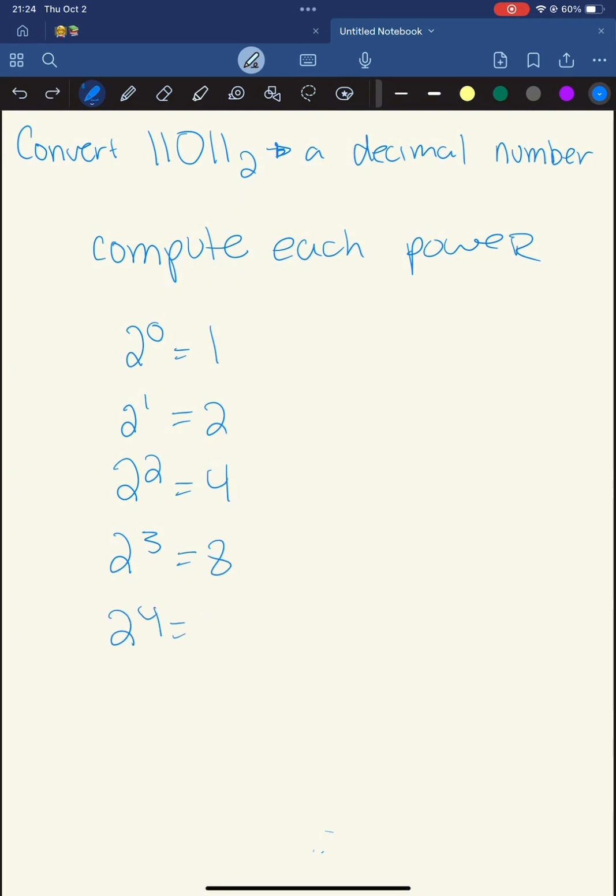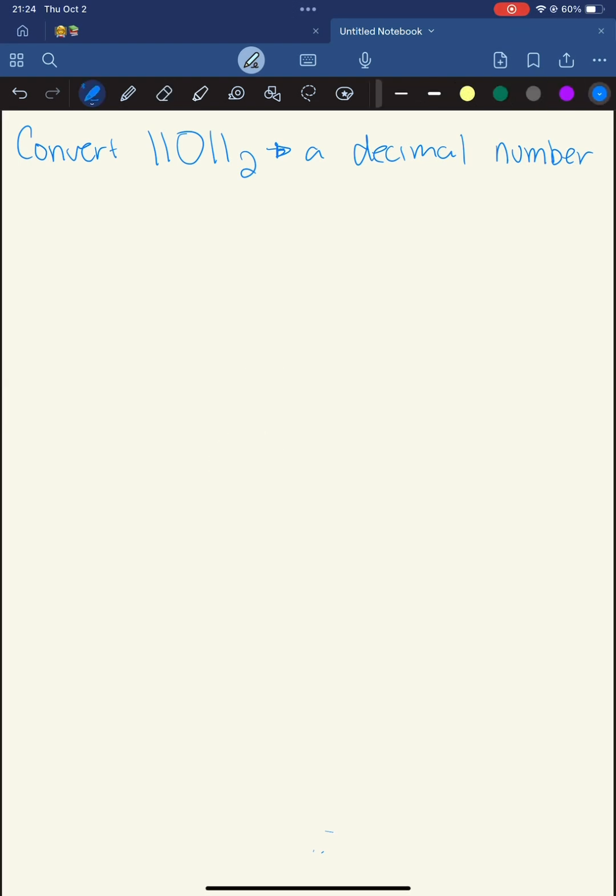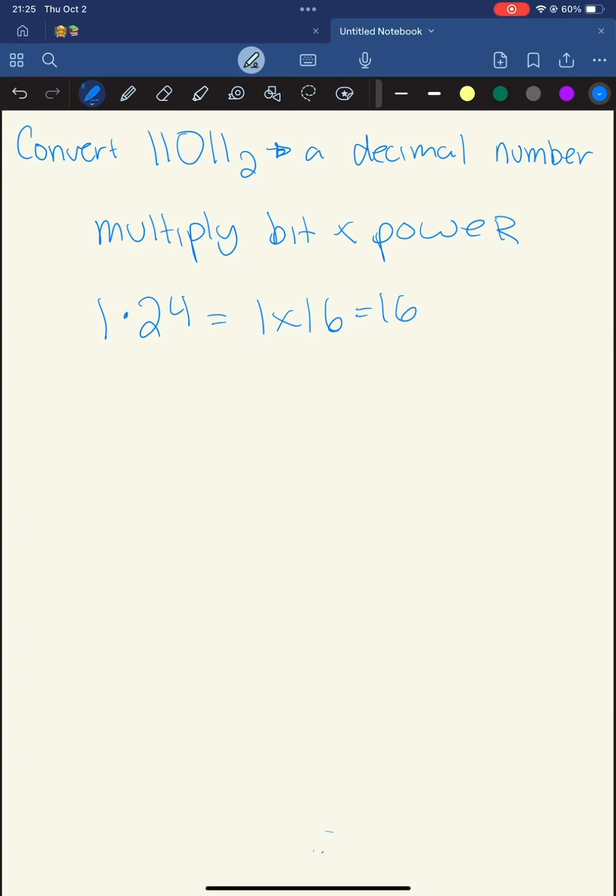So we are going to compute each power of 2. The first thing that we're going to do is a little chart. We're going to do 2 to the power of 0 equals 1, 2 to the power of 1 equals 2, 2 to the power of 2 is going to equal 4, 2 to the power of 3 is going to equal 8, and then 2 to the power of 4, that looks like a 24. Hold on, I messed it up too. We're going to erase that real quick. It's going to be 2 to the power of 4 that equals 16.